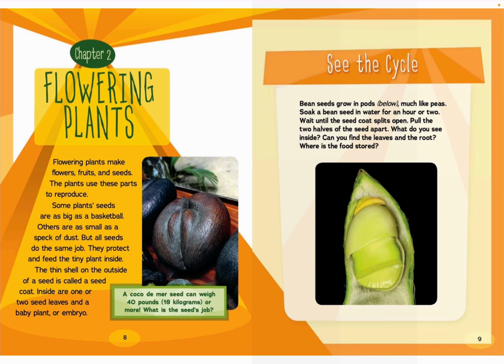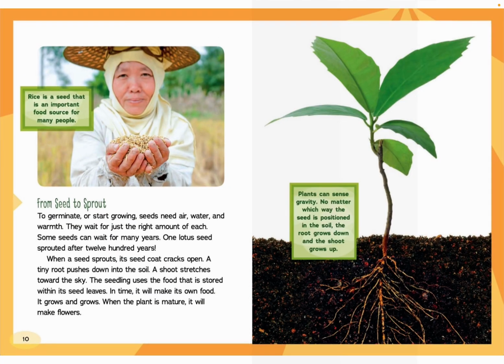Bean seeds grow in pods. Try this: soak a bean seed in water for an hour or 2. Wait until the seed coat splits open. Pull the 2 halves of the seed apart. What do you see inside? Can you find the leaves and the root? Where is the food store?